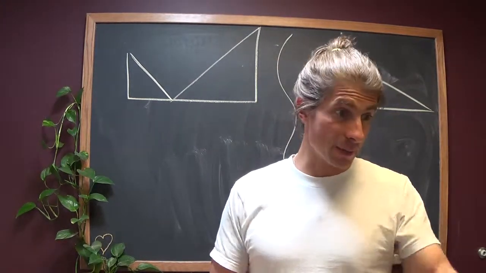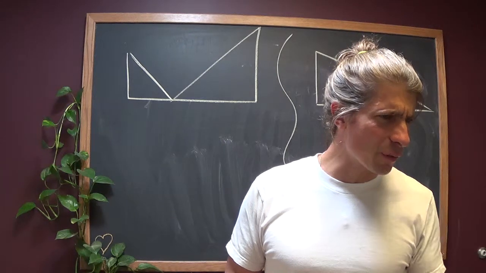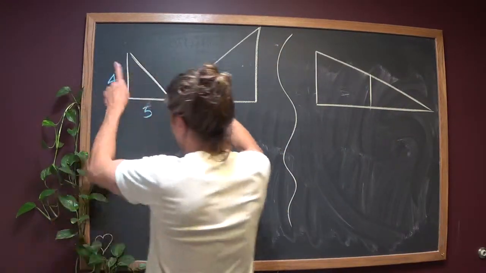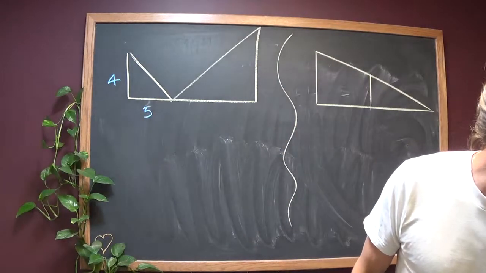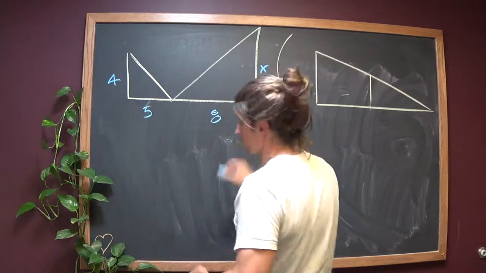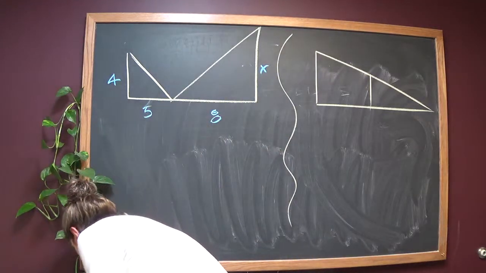So you got some measures in here. AE is 4, EB is 5. So this is 4. This is 5. Sorry about the scale. It's not drawn very well to scale up here. And BD is 8. And then I want to know what this guy is. So this is pretty much the same thing we were doing with the tree outside.